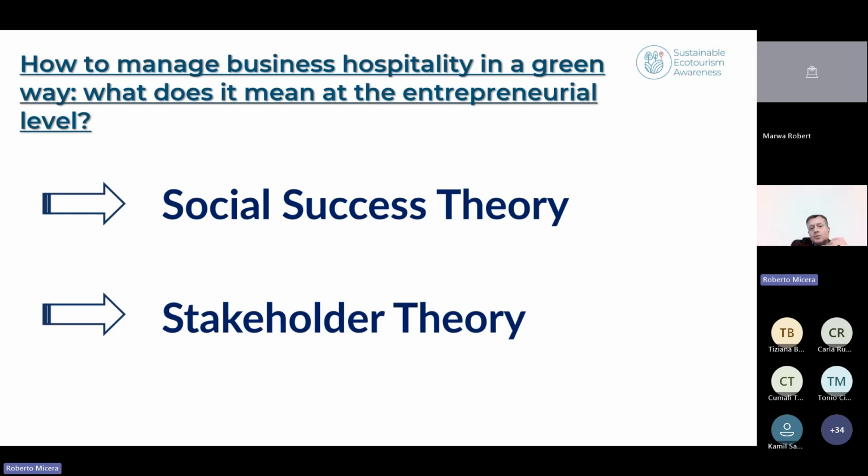what we said before when we spoke about ethics in the tourism firm. We need to start from the two theories used to explain the aim of the firm, the vision of the firm: the social success theory and the stakeholder theory.